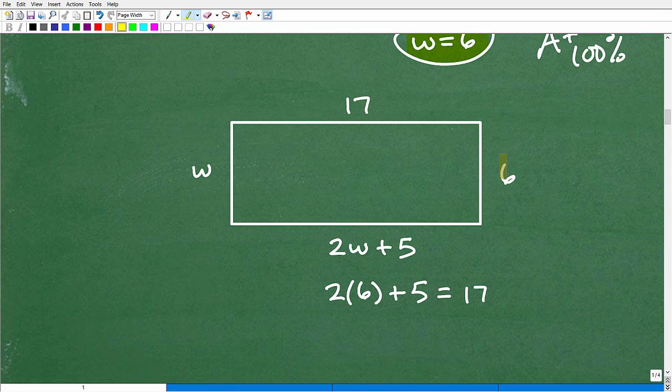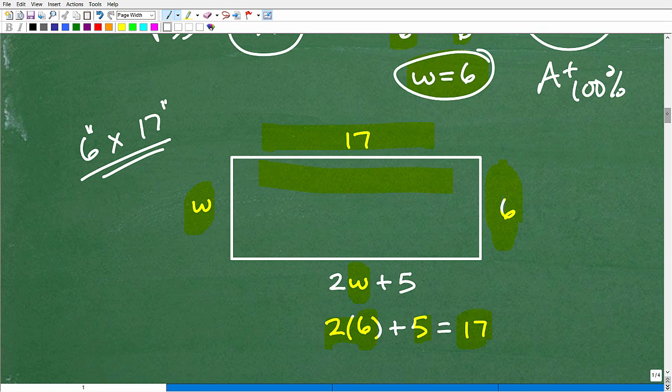You're like, oh, okay. No, you just told me W is equal to 6. But what is the length? Well, I got to plug in. If W is equal to 6, so this W, I got to plug in the 6 for it. So 2 times 6 is 12, plus 5 is 17. So the dimensions of this rectangle are 6 by 17 inches. So that's what I want. That's the final answer, okay?